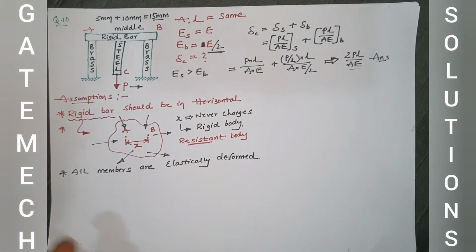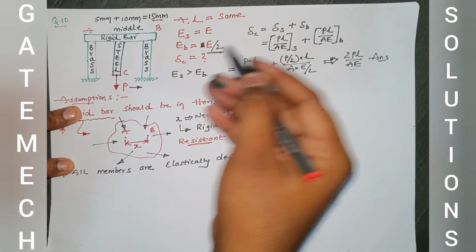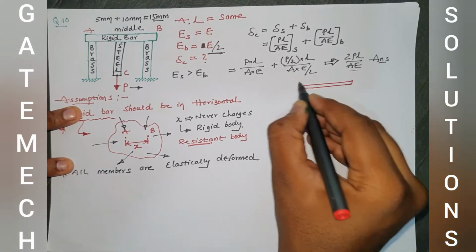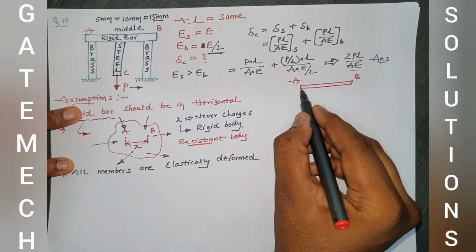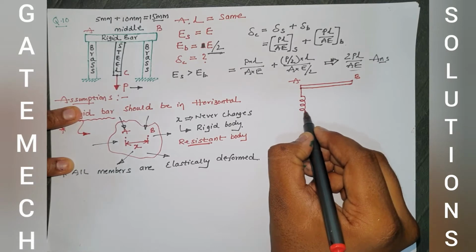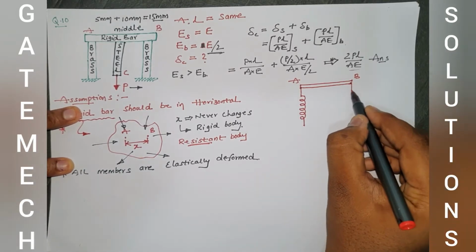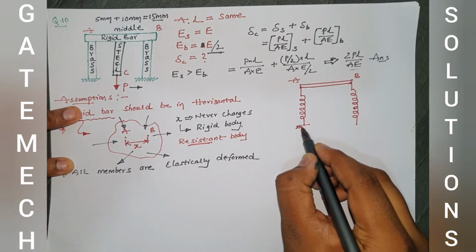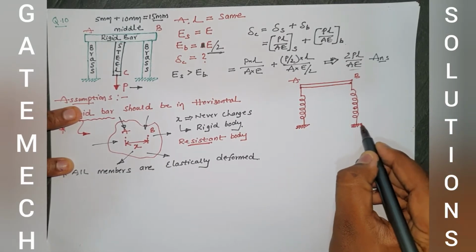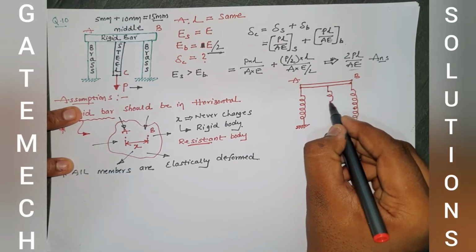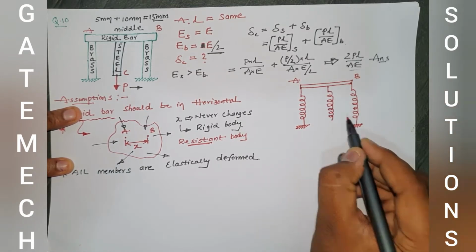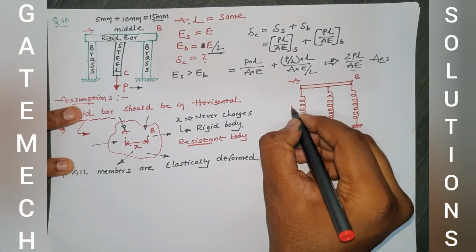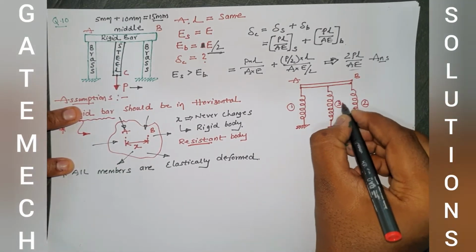Now, in another way also we can form this equation. Let us take the same rigid bar AB, but here I am replacing the bars with springs. These are the two springs that I am replacing with the two brass members, and this is the other spring which will replace the steel bar. It is subjected to a load of magnitude P here. So let us say this is 1, this is 2, this is 3, and this is the rigid bar.